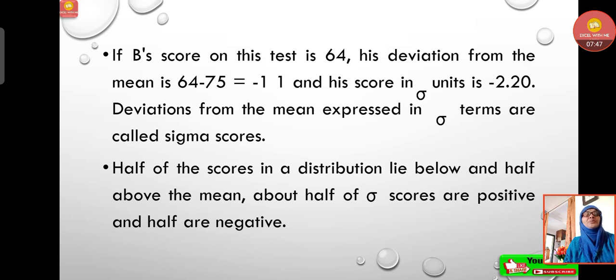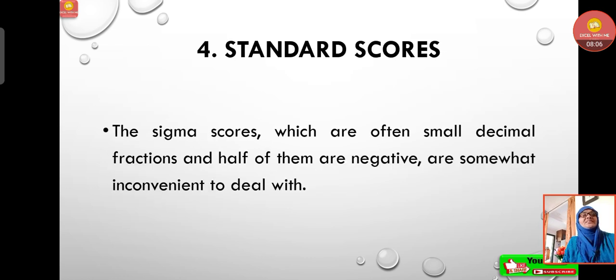Deviations from the mean expressed in standard deviation terms are called sigma scores. That means half of the scores in a distribution lie below and half above the mean, and about half of the standard deviation scores are positive and half are negative. Fourth one is standard scores.